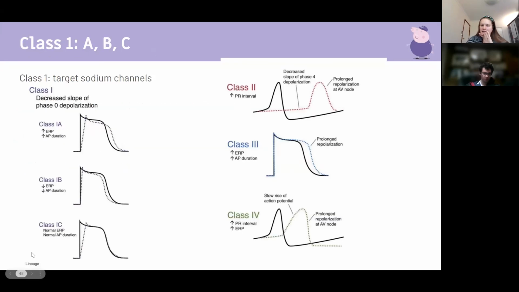These are just diagrams showing how the different classes affect your normal action potential wave. It's a nice diagram to look back at after we've gone through them. So I'll go through them first.